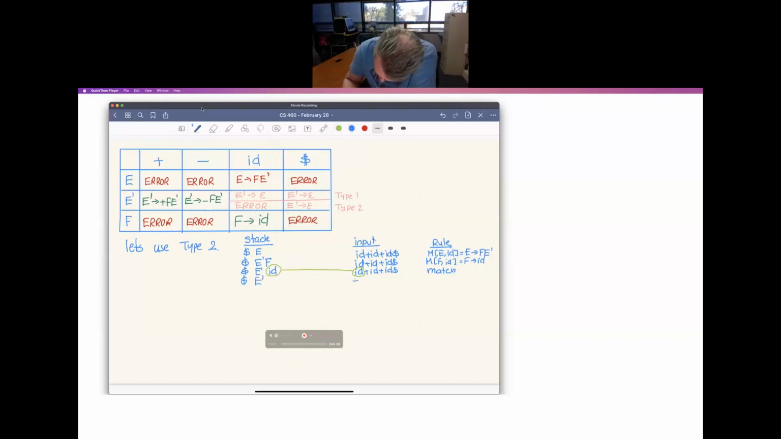E prime plus ID dollar. What do I do if I see a plus on the input and I want to parse an E prime? E prime plus, take that rule. All right, easy enough. M of E prime comma plus is E prime goes to plus F E prime. Dollar E prime goes away and E prime F plus is left on the stack. We haven't touched the input, but now, well, it didn't go quite the way I wanted. That and that is a match.